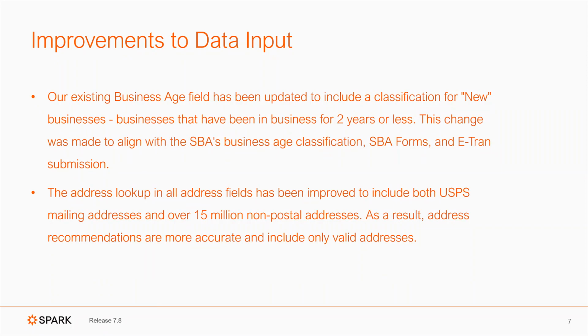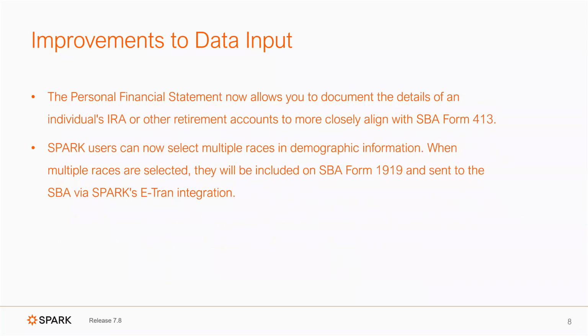The address lookup function across all address fields has been improved. So it now includes both USPS mailing addresses and over 15 million non-postal addresses. So if you've ever had an issue finding an exact address, hopefully that will be ameliorated there. The personal financial statement now allows you to document details about an individual's IRA or other retirement account. And again, that was a change made to more closely align with SBA recommendations.